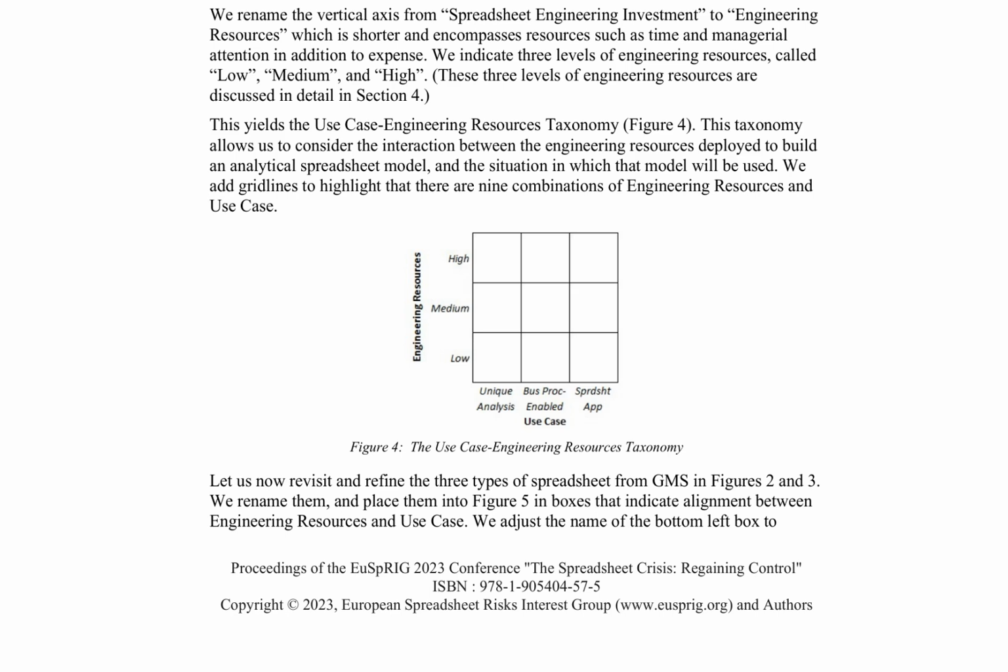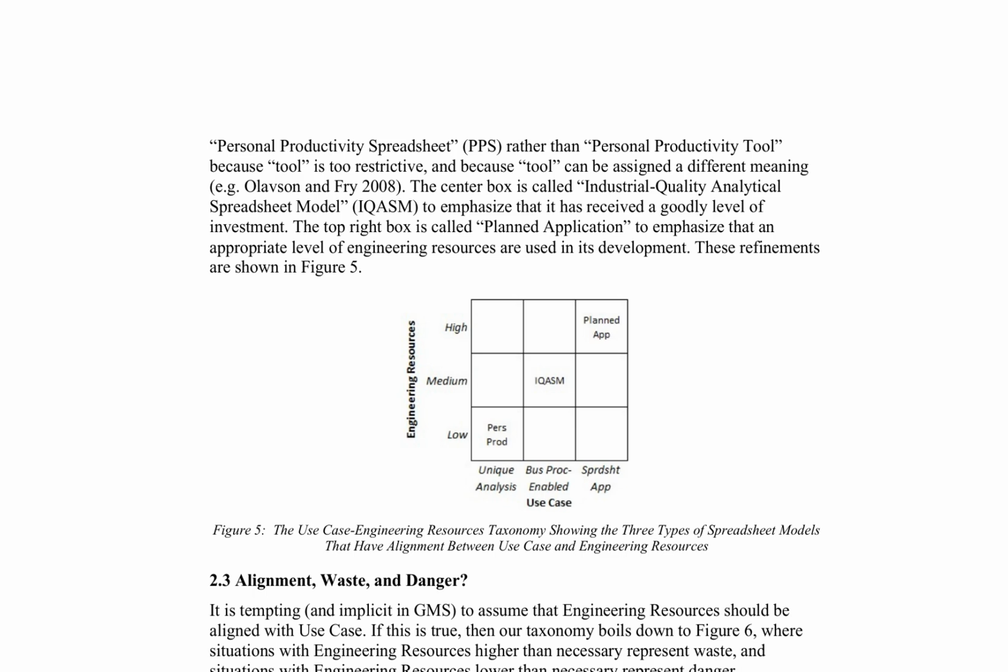The names of the boxes are adjusted to reflect this alignment, demonstrating the intersection of engineering resources and use cases in analytical spreadsheet models. The Personal Productivity Spreadsheet (PPS) model is introduced, distinguishing it from a personal productivity tool. The PPS model is further classified into 3 types: the Industrial Quality Analytical Spreadsheet Model (IQASM), which receives significant investment, and the Planned Application, which involves appropriate engineering resources in its development.